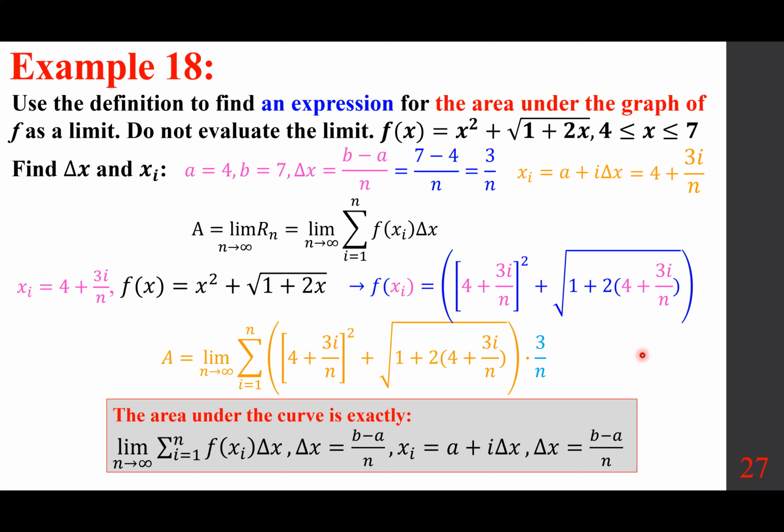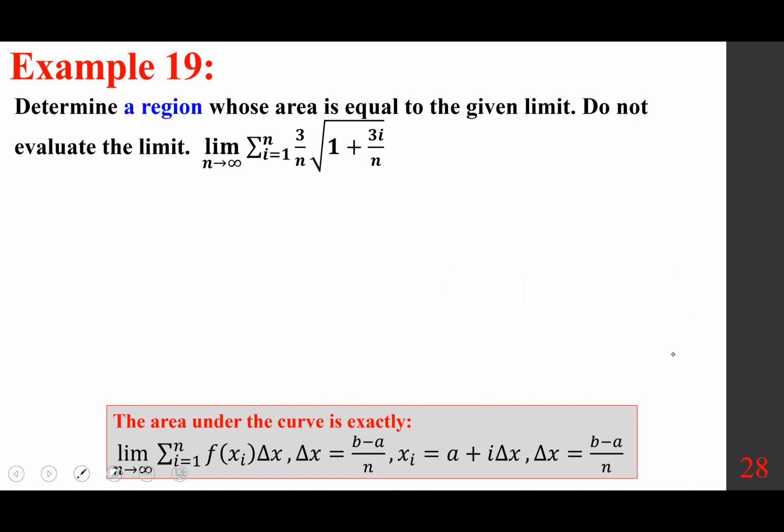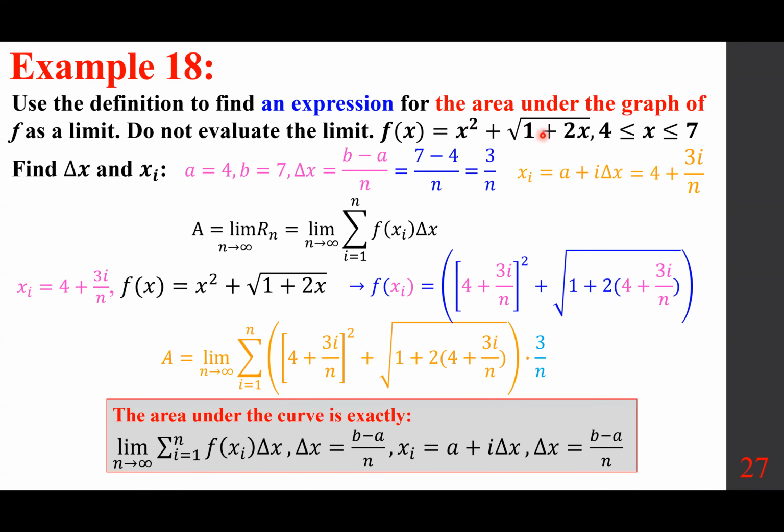So, given a function and the limits a to b, we can find and set up the area. Of course, this is not a finished job. We have to find its limit. So that's one way to look at this question. Another one is we want to determine a region whose area is equal to the given limit. Do not evaluate the limit. So what they are saying is previously they gave us a function and a and b. So go back. They gave us a function and a and b.